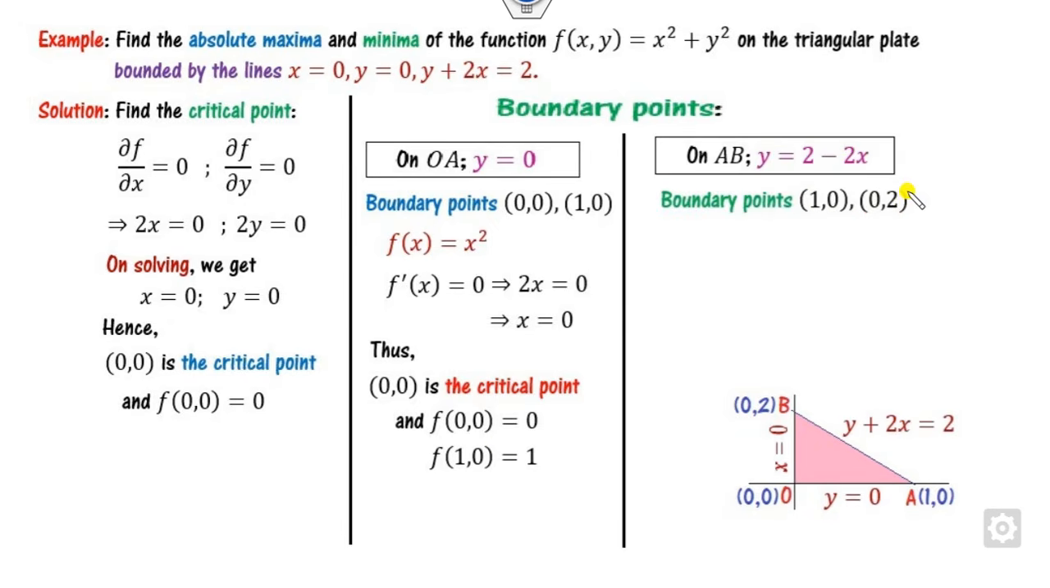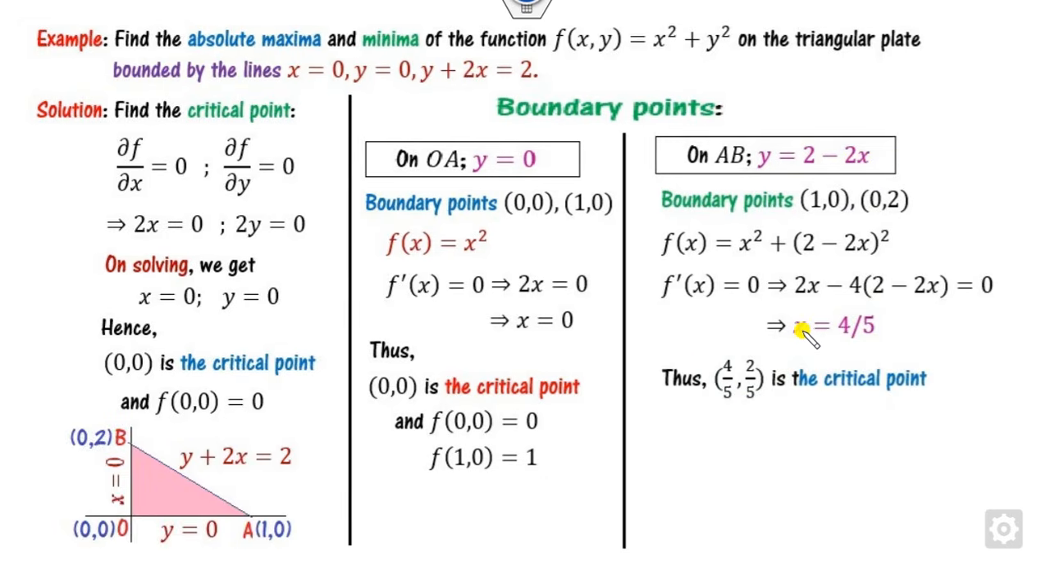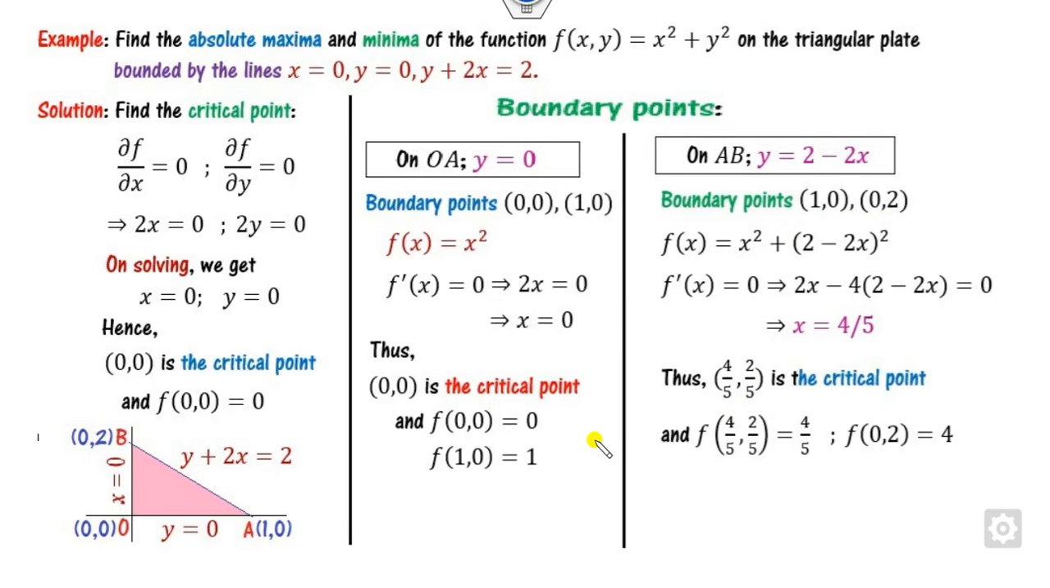On the line segment AB, we know that y is equal to 2 minus 2x. Boundary points are A and B. We can substitute the value of y here and then compute the first derivative and set it to 0. Once you compute, you will get the value as 4/5. So what is the critical point? x is my 4/5. What is the value of y? You can substitute x is 4/5 here, and you will get the answer as 2/5. Now we can compute the value at this point, and at (1, 0) and (0, 2). Although (1, 0) we already computed earlier, so there is no need to compute it again.